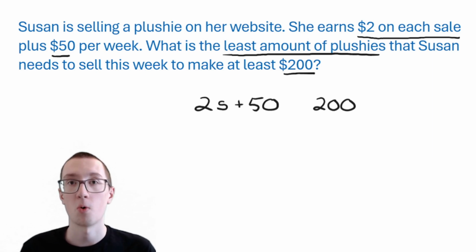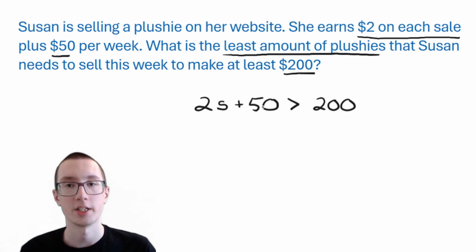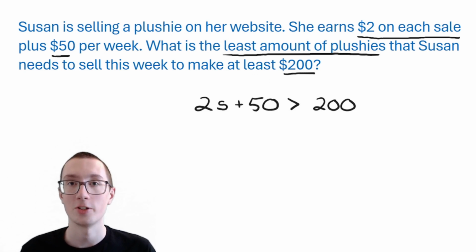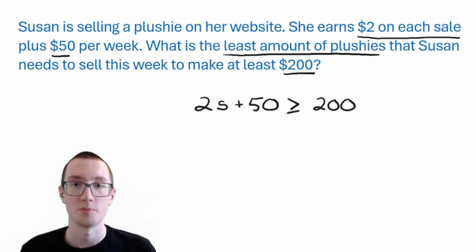Now, does she want to make more or less than $200? Probably more. So we're going to put the greater than sign because we want the amount of money that she makes to be bigger than 200. Now, do we put a line underneath this greater than sign or no? Well, she wants to make at least $200. So if she made exactly $200, yes, that counts. So we will put a line underneath this greater than sign because 200 is included in the amount of money that Susan can make to reach her goal.